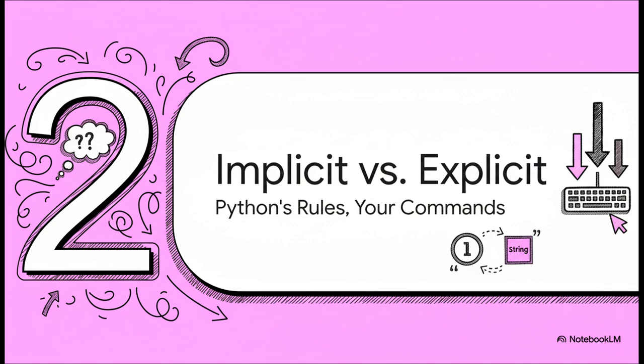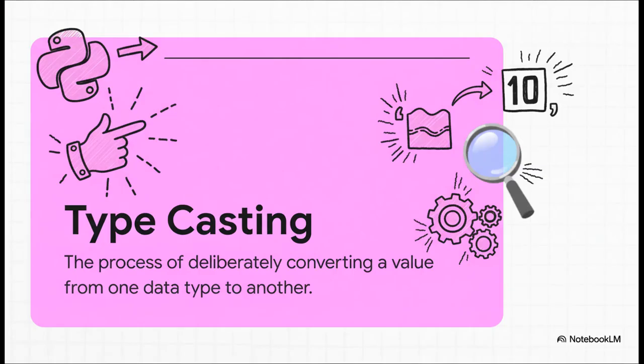Well, you have to understand the two ways data types get converted in Python. First, there's the implicit way, where Python kind of does it automatically behind the scenes. And then there's the explicit way, where you are the boss and you give the direct command. And that second one, the explicit conversion, has a proper name, typecasting.